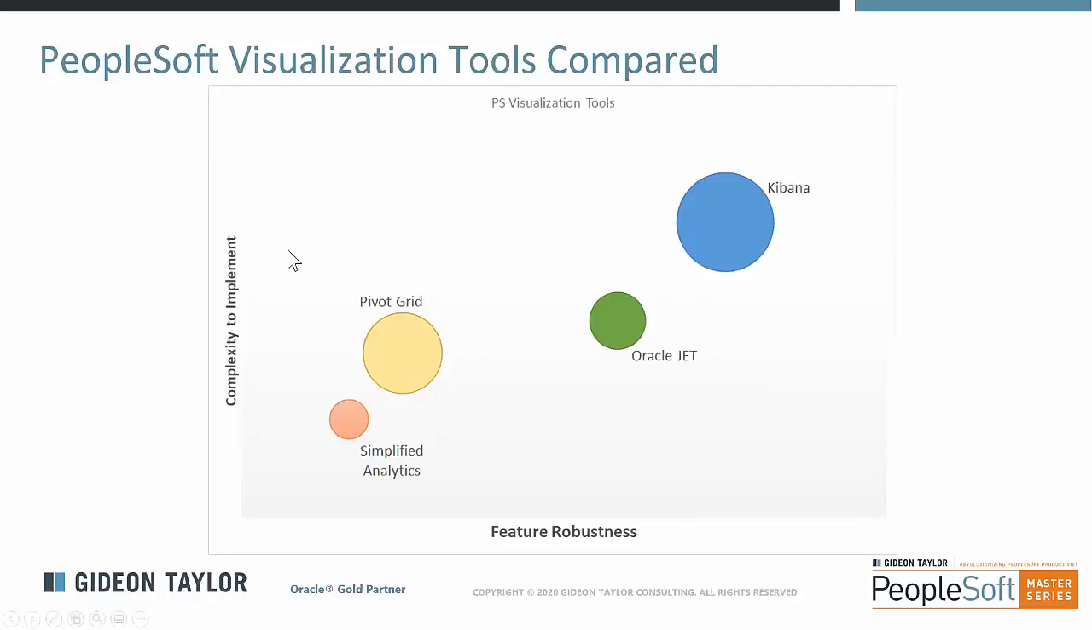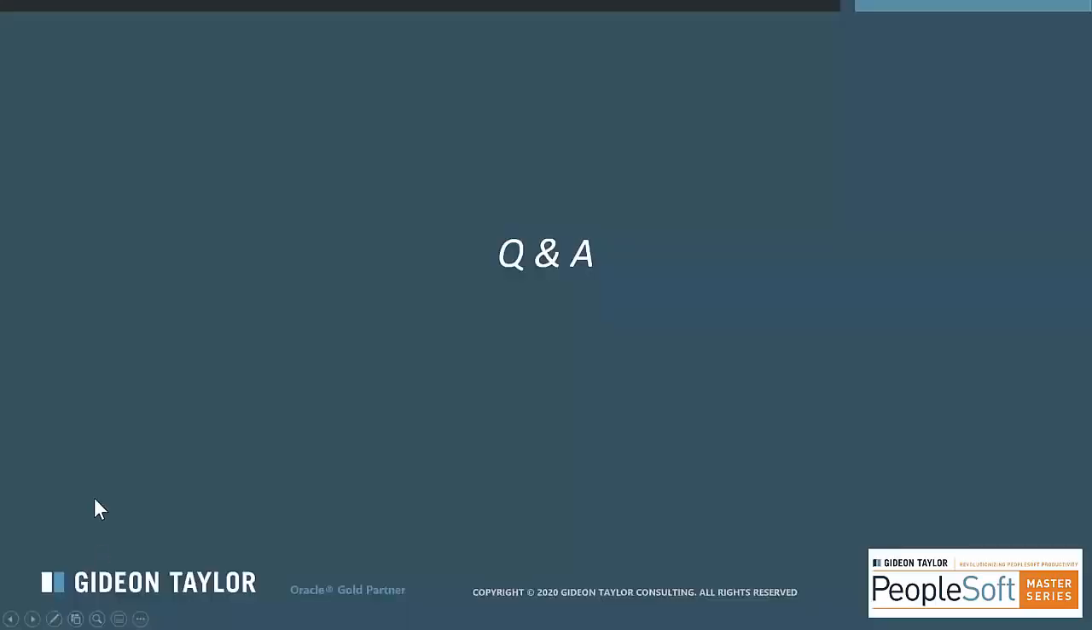Kibana and Oracle JET really require more technical work. They're moving up the scale, but they've got very broad applications and lots of rich feature sets that you could pull in if you invest the effort to do the technical work to include those inside of PeopleSoft. And I think we will stop there, and we're out of time, but we are available for question and answer. If anyone wants to stay, we'll stay around as long as anybody has any questions for us.